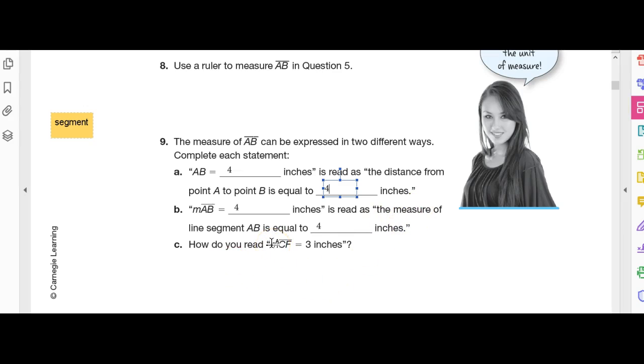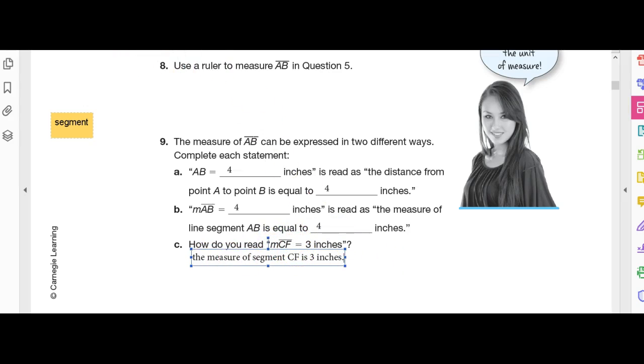So in this case, because of that little m and the segment mark, this is saying the measure of segment CF is 3 inches. So there we are again. Here we are talking about the property of length when we use this notation.